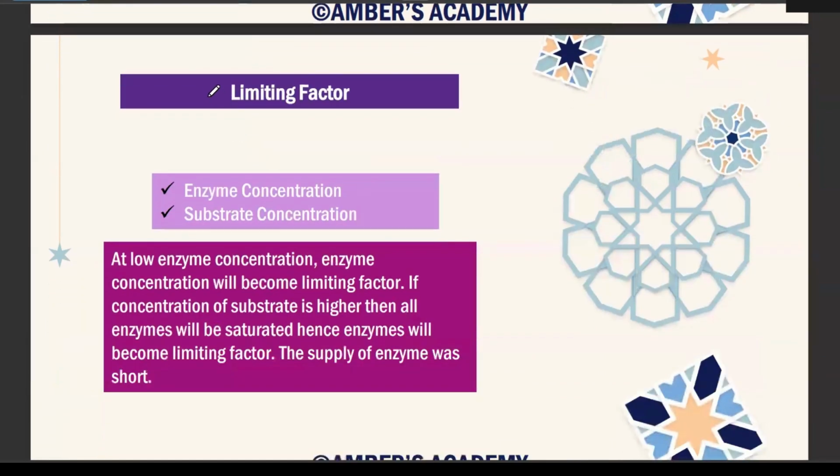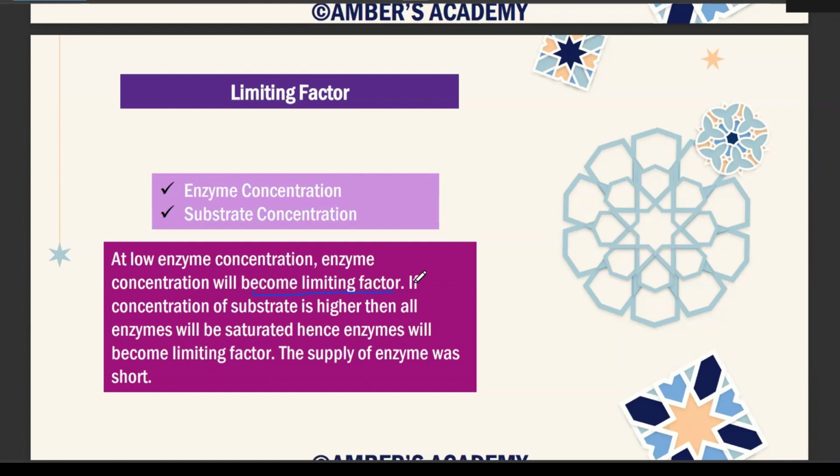All right, so now we have limiting factor. So limiting factors are two: enzyme concentration and substrate concentration. At low enzyme concentration, enzyme will become the limiting factor. So limiting factor is basically any factor which is in a limited quantity. Anything which will be in a limited quantity will be the limiting factor of that particular reaction. If concentration of substrate is higher, then all enzymes will be saturated. Hence, enzymes will become the limiting factor, which means that supply of enzyme will fall short.